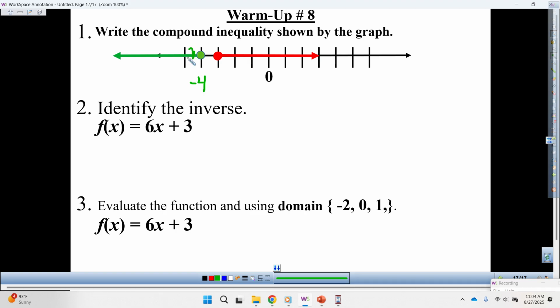And then the shaded region goes to the left, and all these are represented by which variable? It doesn't matter. I'm going to use x. So then all these numbers compared to -4 are what? Less than, and since it's a solid point, it's equal to. Okay. Hands if you got something like that.